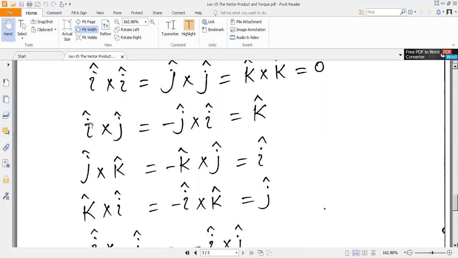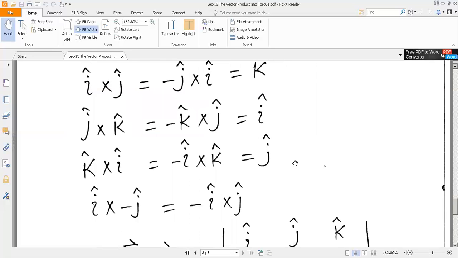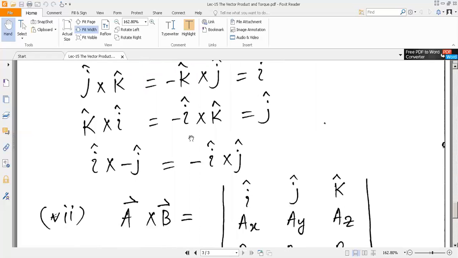Similarly, i cross j can be said to be equal to minus j cross i, and this can be equated to unit vector k. j cross k can be written as minus k cross j, and this cross product will be along this unit vector i. k cross i will be equal to minus i cross k, and this will be equal to j unit vector.